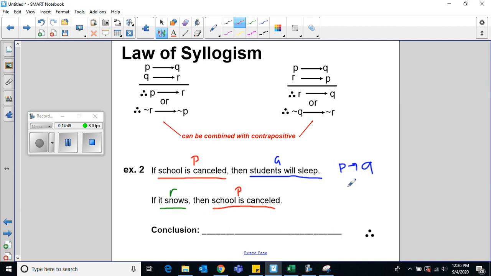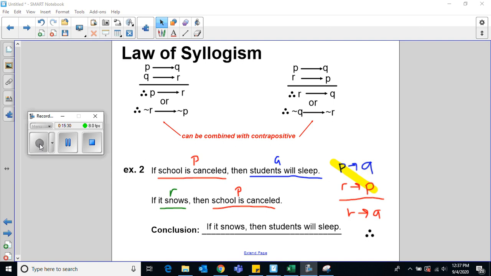So now we've diagrammed our statements. So now we know this is if R, then P. So because we have two conditional statements, let's look at the diagonal. And in this case, it's the diagonal that matches. Well, those match. So now we know that our conclusion has to be what's left: if R, then Q. Okay, so then you can write that out in words because now you know what the R is and you know what the Q is. You could also do the contrapositive of that statement as well. So then we have if it snows, then students will sleep.